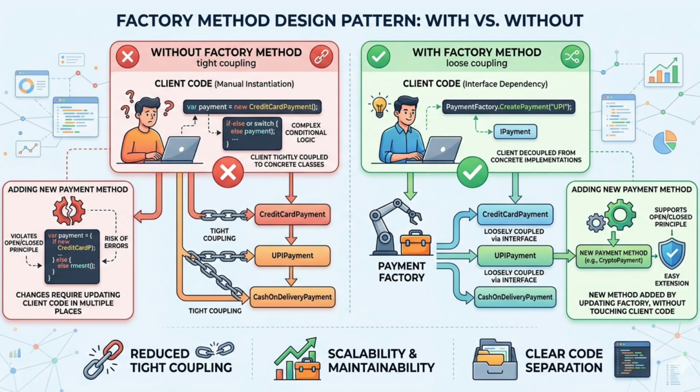In conclusion, the difference between using and not using the factory method lies in flexibility and maintainability. While direct instantiation may seem simpler initially, it becomes problematic as the system evolves. The factory method provides a structured and scalable solution for object creation.